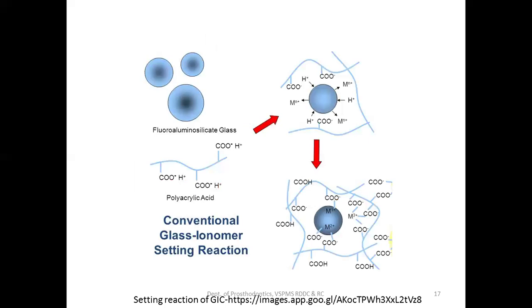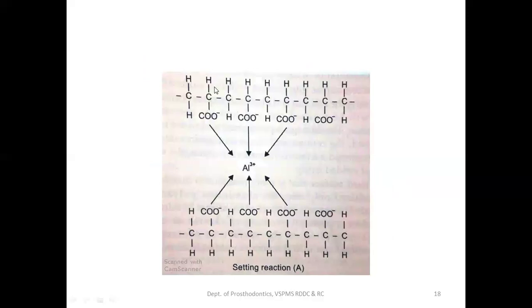So this way you can see how the reaction occurs. These are the carboxylic groups, they bond with this, and you can see there are many free carboxylic groups still present in the reaction. Where the reaction occurs with these free carboxylic ions, we will see in the next slide. Now you can see the reaction is similar to the reaction that we have seen in zinc polycarboxylate, where instead of aluminum ion there was a zinc ion combining with all these carboxylic groups.